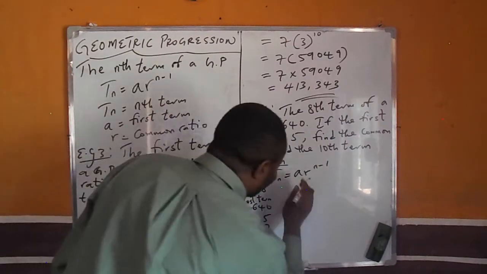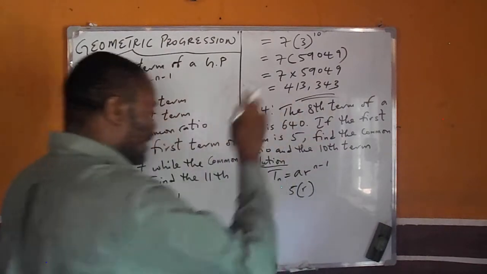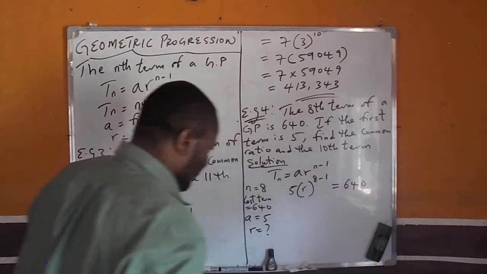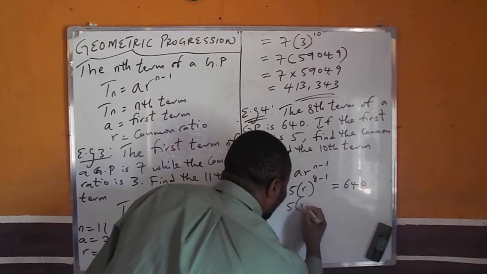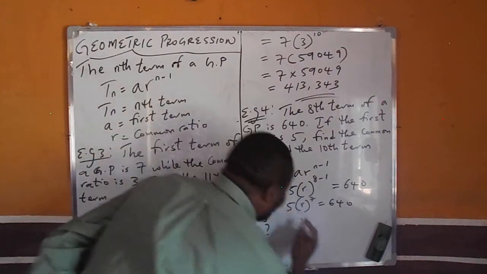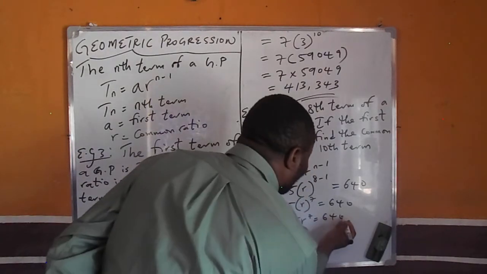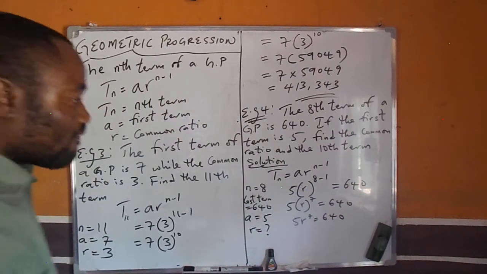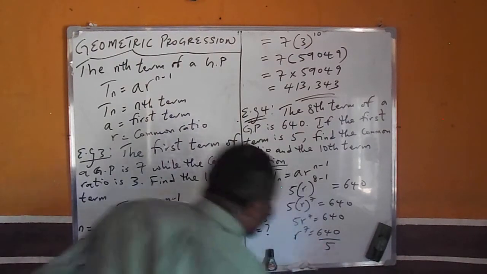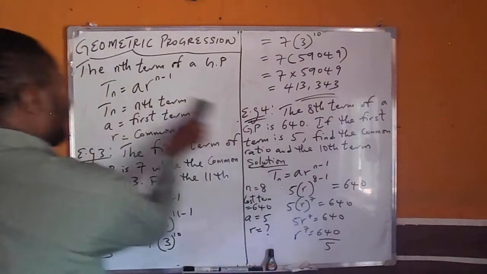Now, Tn equals A is 5, in bracket R, unknown, raised to power n, which is 8, minus 1, equals the last term, 640. Which you can now say, 5 R raised to power 8 minus 1, 7, equals 640. Divide both sides by 5. That will give us R^7 equals 640 divided by 5.